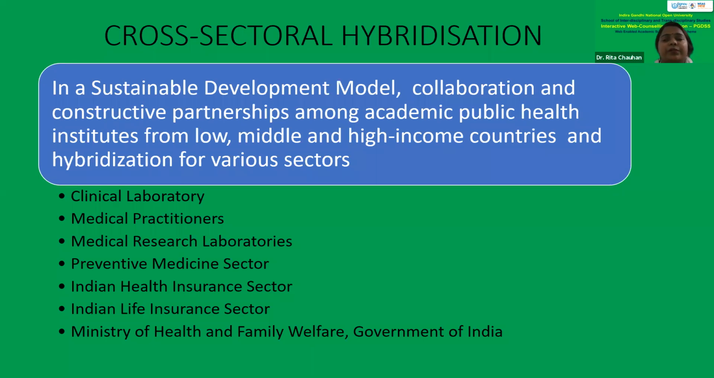So we need to have clinical laboratories, medical practitioners, then medical research laboratories, then a research and development organization which can carry out new drugs and discoveries for the new diseases. Then we should also look into collaboration between preventive medicine sectors and the health insurance. Health insurance and life insurance, both we need to consider as a collective. Only then can we achieve a collaborative and constructive partnership so that we can achieve a good public health system.